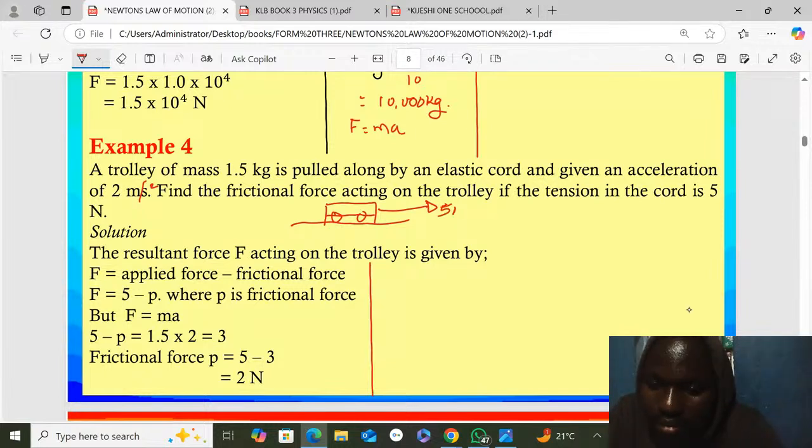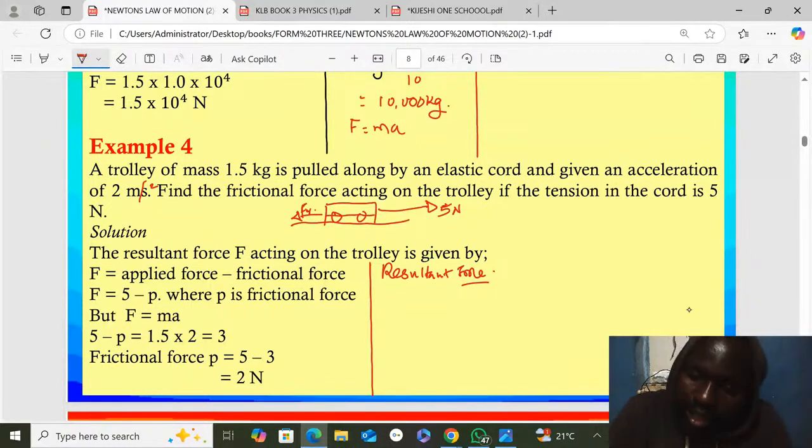And the force that is being applied there is 5 newtons. And then we expect friction to act in the opposite way, frictional force, Fr. Then now we are asked to find the frictional force. Therefore, number one, we need to be talking of the resultant force. So the resultant force, we mean the entire force that will be contributing to the movement of this trolley.